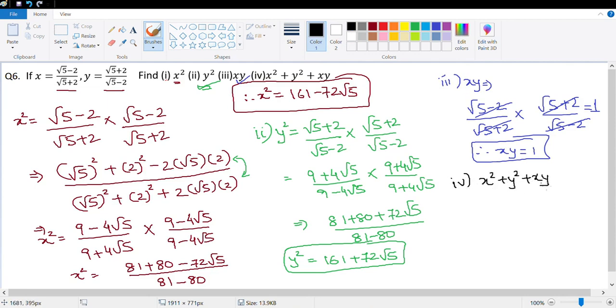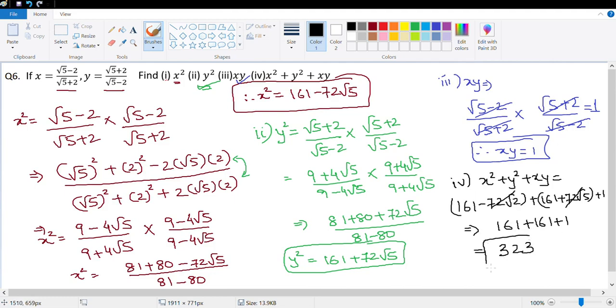We've already found the value of x square, which is 161 minus 72 root 5. We found the value of y square, which is 161 plus 72 root 5, and we found the value of xy, which is 1. So plus 72 root 5 and negative 72 root 5 get cancelled. What we are left with is 161 plus 161 plus 1. 161 plus 161, that's 322. With 1, that's 323. So interesting question and a long one as well.